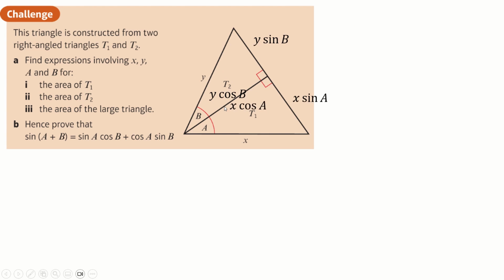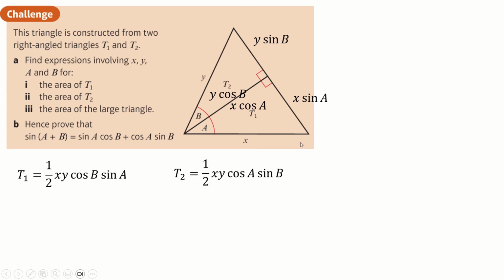Now, this is the cool bit. The area of the three triangles. The obvious thing to do is say that the area of T2 is a half times y cos b times y sine b, because that's just a half times base times height. But don't do that. Notice how these two lengths are equal, right? Because they're representing the same length. So the area of T2, call it half times x cos a times y sine b. And for T1, call that a half times y cos b times x sine a.